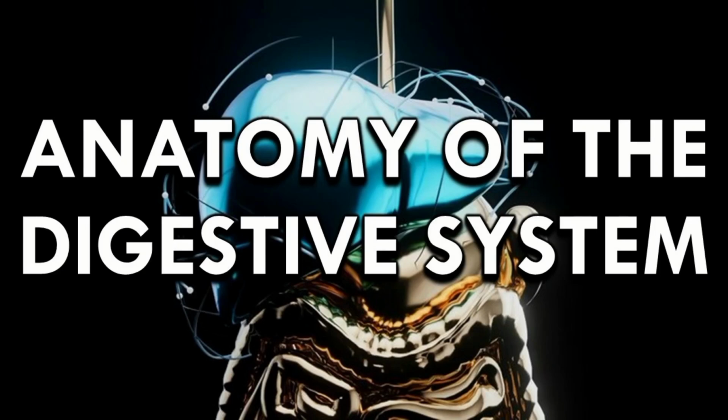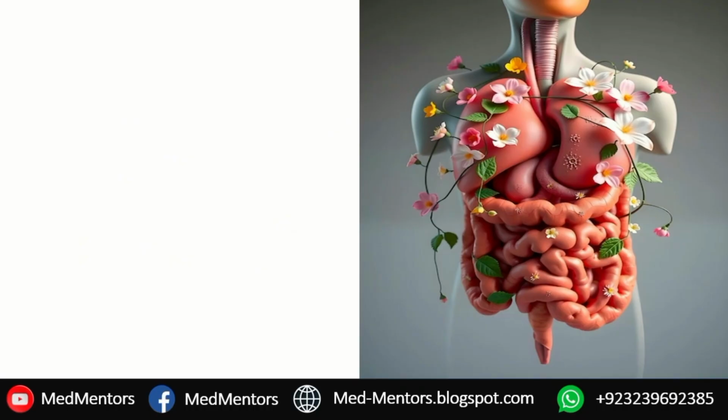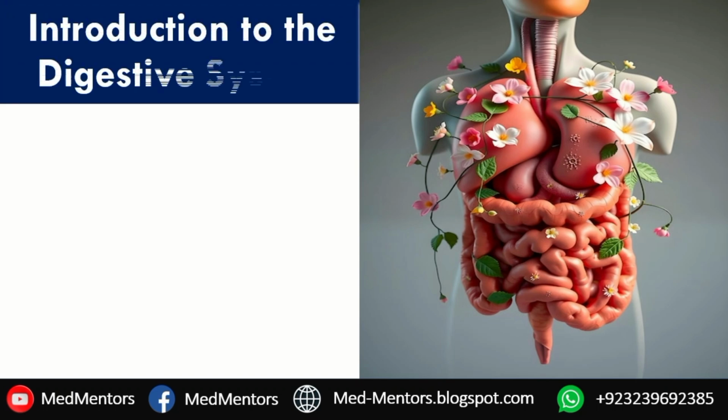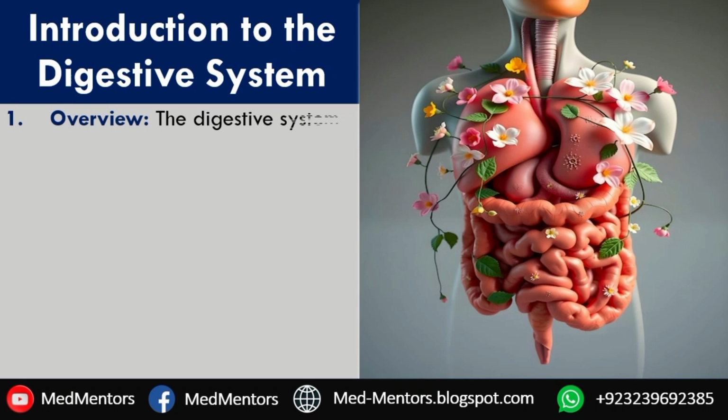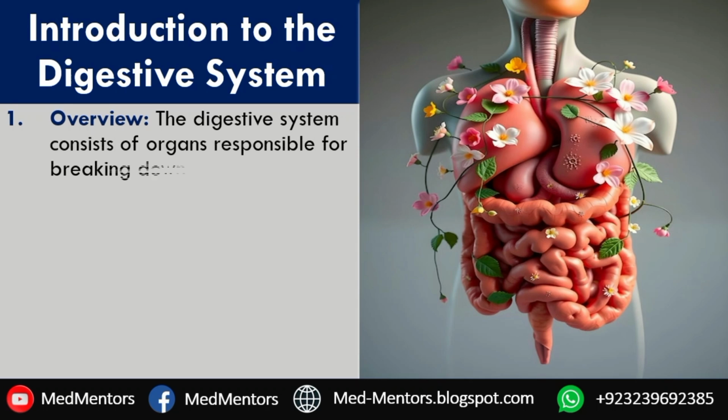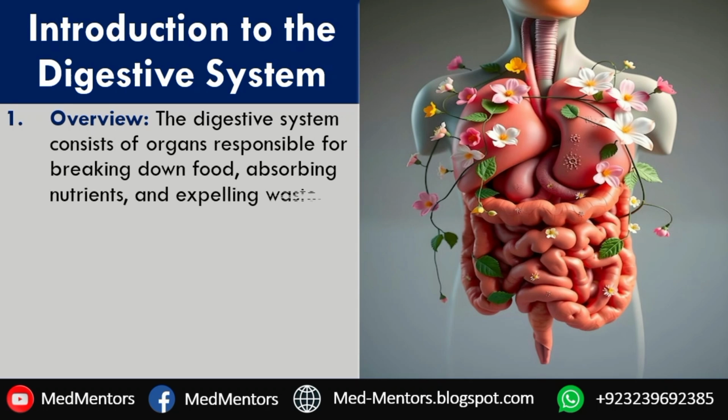In this lecture, we are going to discuss anatomy of the digestive system. Number 1, introduction to the digestive system. Overview. The digestive system includes essential organs that work together to break down food, allowing nutrient absorption and elimination of waste from the body.